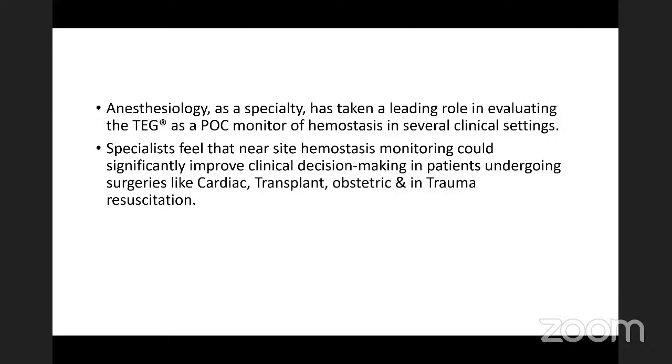Anesthesiologists have taken a leading role in evaluating TEG as a point of care monitoring of hemostasis in several clinical settings. Specialists feel that near-site hemostasis monitoring could significantly improve clinical decision making in patients undergoing surgeries like cardiac, liver transplant, obstetrics, and trauma resuscitation.